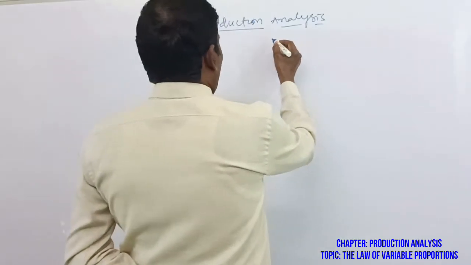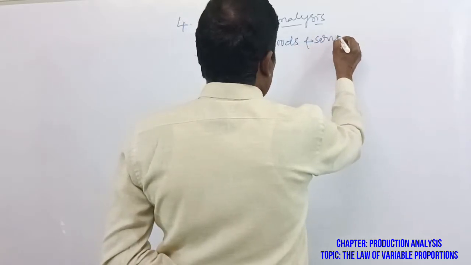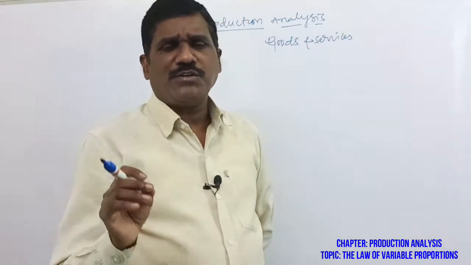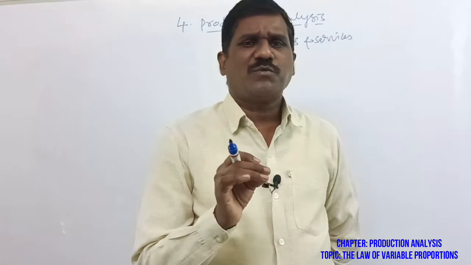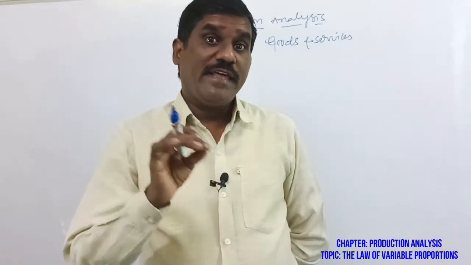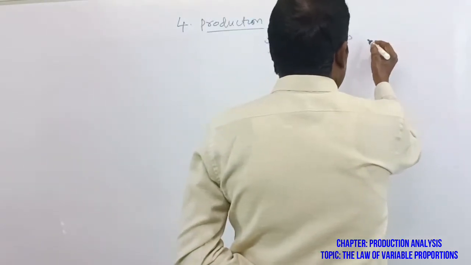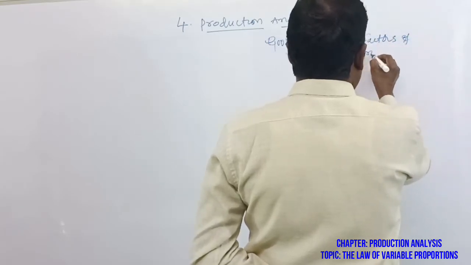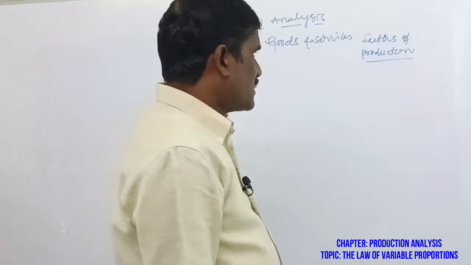For example, here production, goods and services. What we require to produce the goods and services? Production means produce the goods and services. If you want to produce any goods and services, we need factors of production. What are called factors of production?